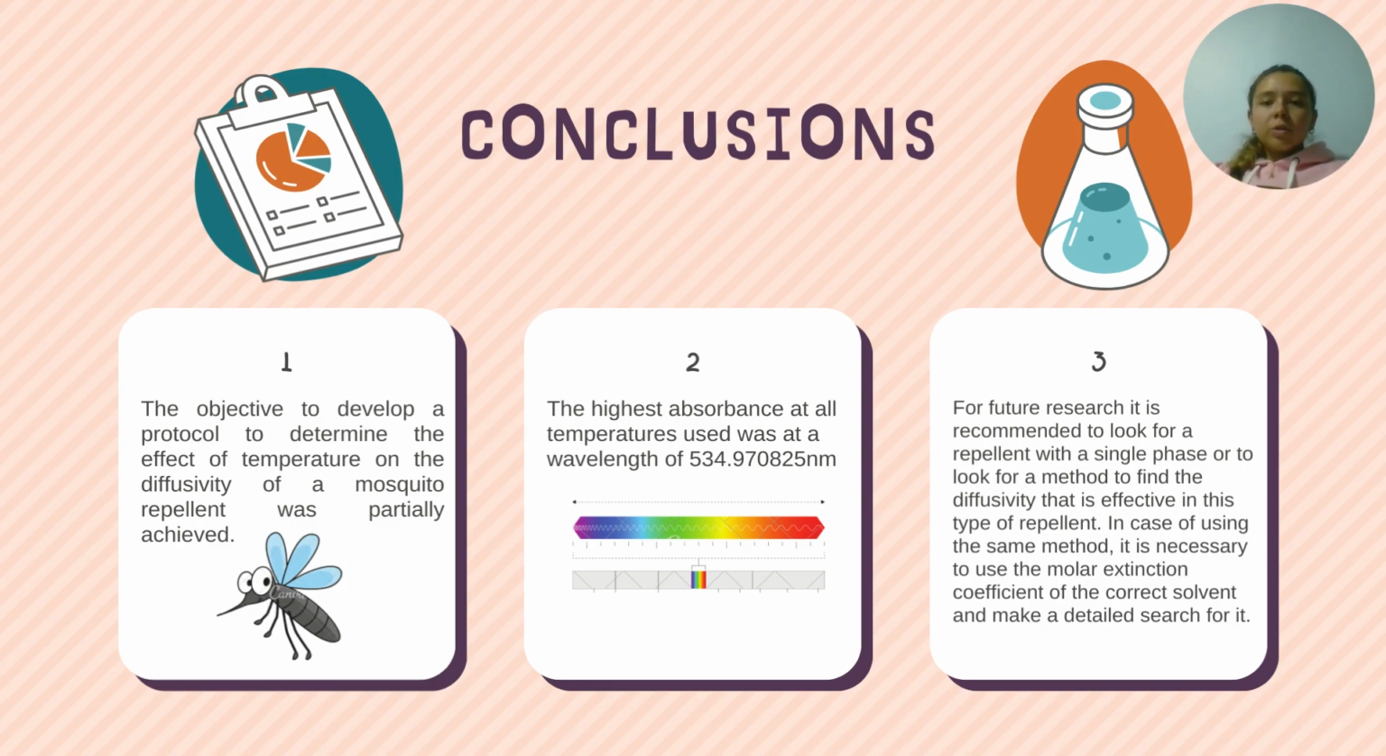And our second conclusion is that the highest absorbance at all temperatures used was at a wavelength of 534.97025 nanometers. And finally, for future research, it is recommended to look for a repellent with a single phase or to look for a method to find the diffusivity that is effective in this type of repellent. In case of using the same method, it is necessary to use the molar extinction coefficient of the correct solvent and make a detailed research for it.